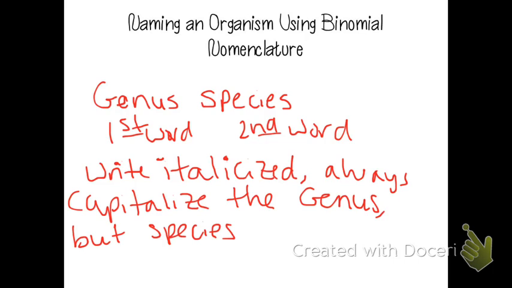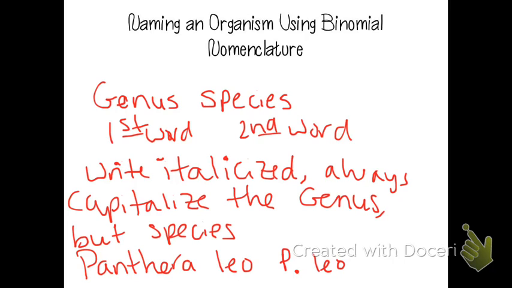Okay, so for example, if we were going to write the name of a lion, we would say it is Panthera leo. And if we were typing it, we would italicize it. If we wanted to abbreviate it, we could abbreviate it by simply writing the first letter of the genus and then writing the species name, right? Our species name is the most specific, which tells us exactly which organism we are talking about.